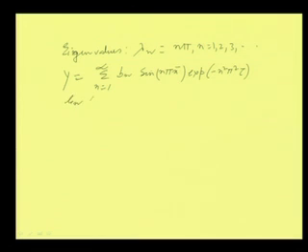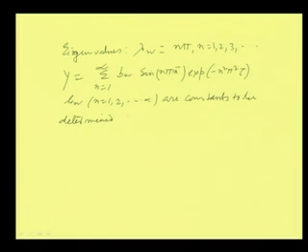The b n, for n equal to 1 to infinity, are constants to be determined from the initial condition.